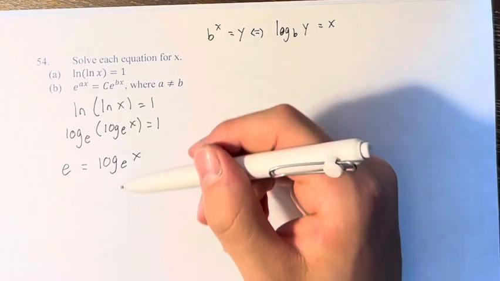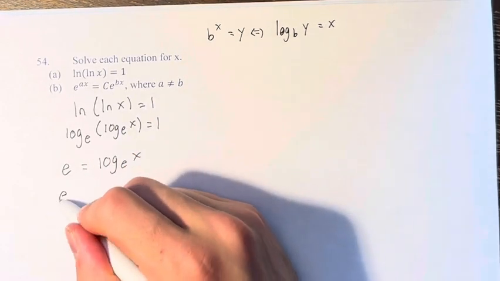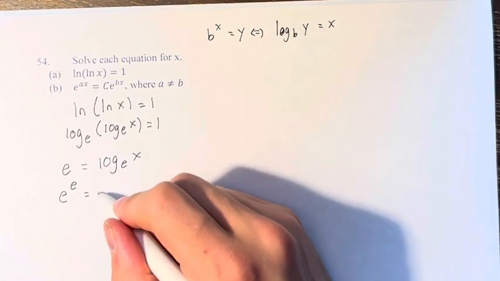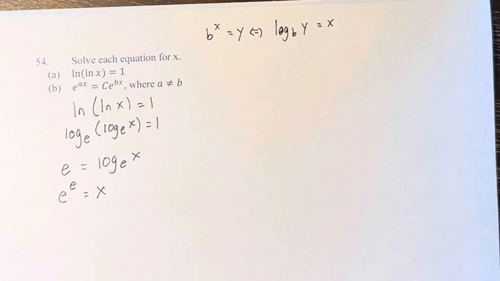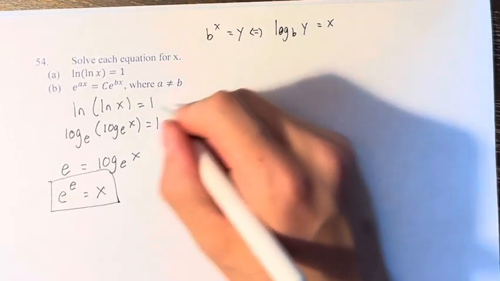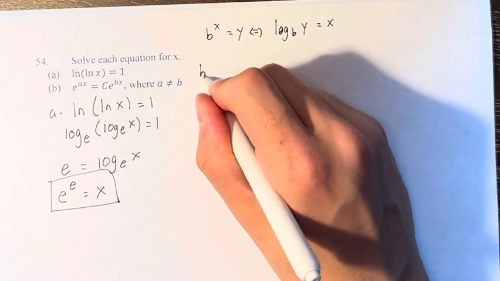And here we do that a second time. E to the power of e equals what was inside the logarithm, x. So therefore, this is our solution, e to the e. So that's A. B is going to be a little bit more complicated.